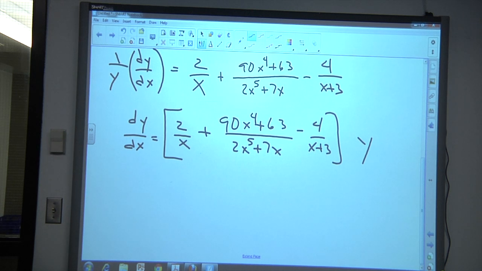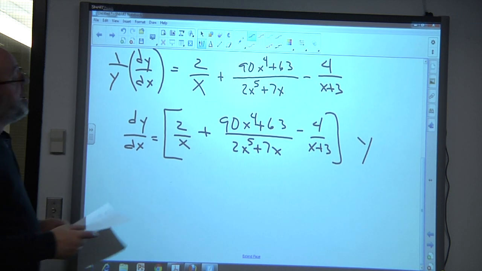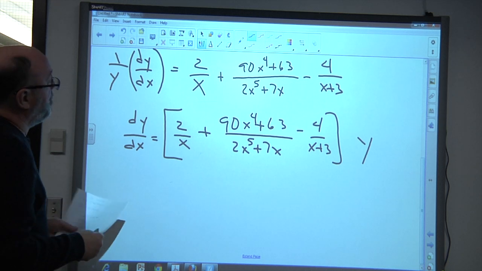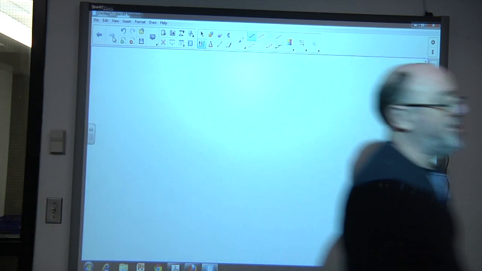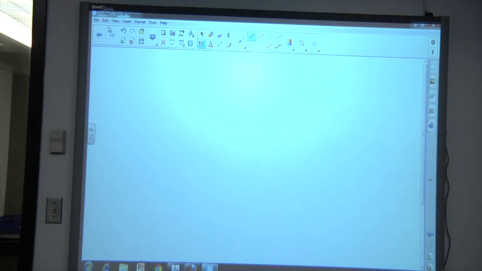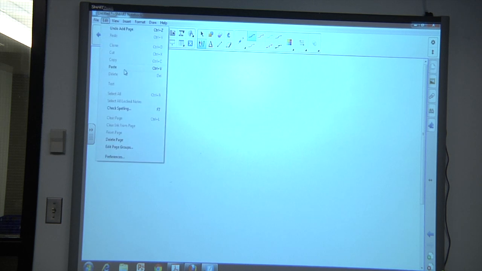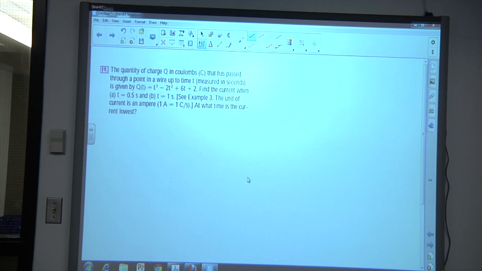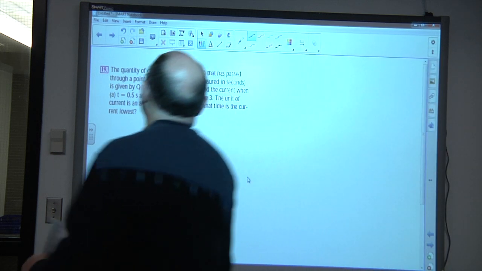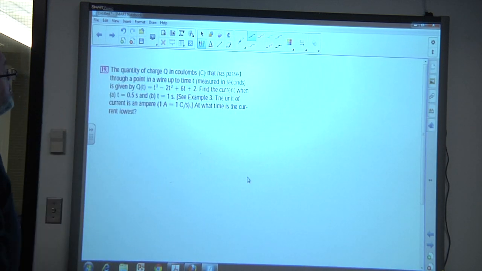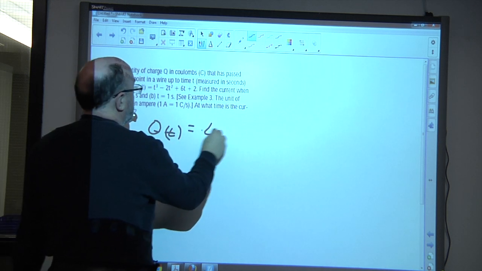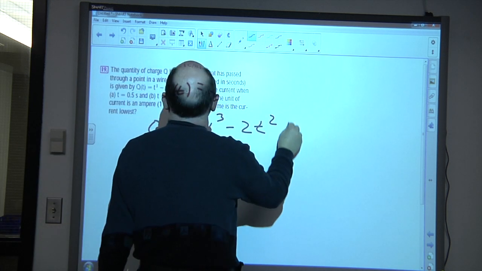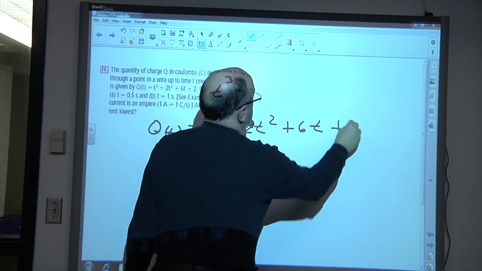So basically that's it for in terms of new material in the 2 sections for today. The last section of today deals with some application type problems, and we'll do one example of those. And so let's pull that in here. And again, this comes out of the book. So you got this equation in terms of Q, which is in coulombs, dealing with the charge going through a wire. And so you got Q of t is given by t cubed minus 2t squared plus 6t plus 2.